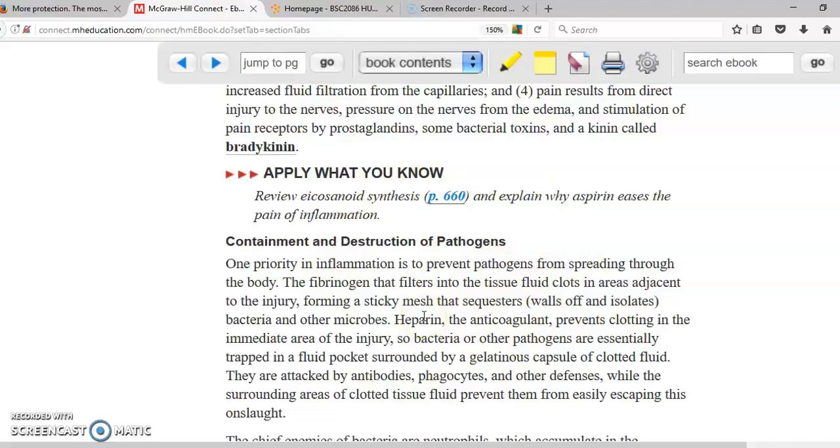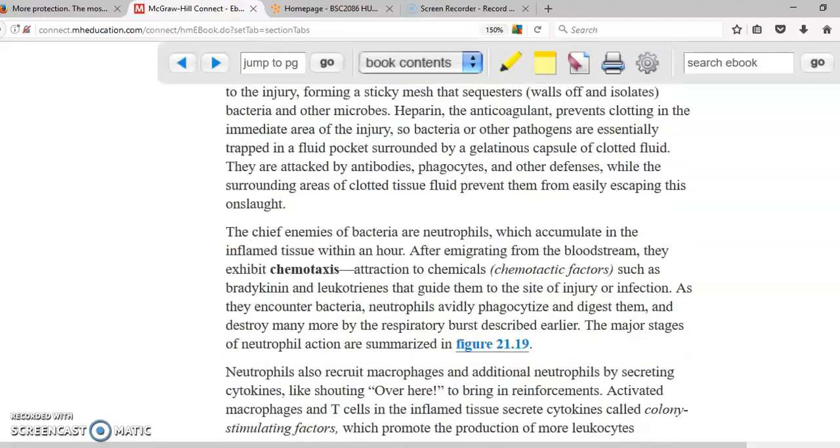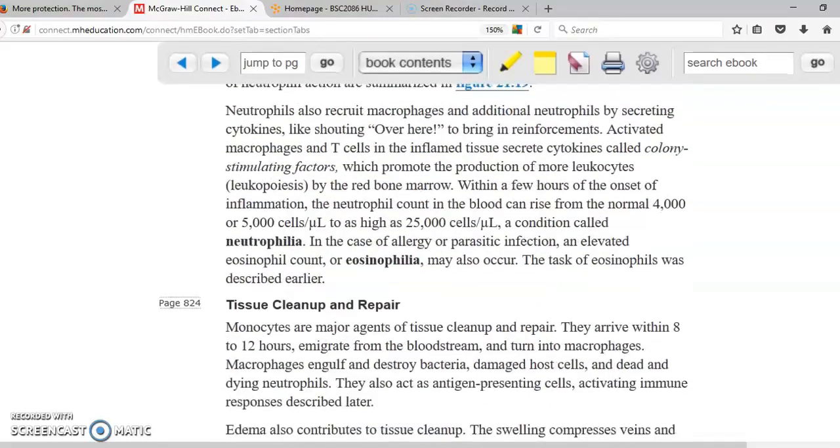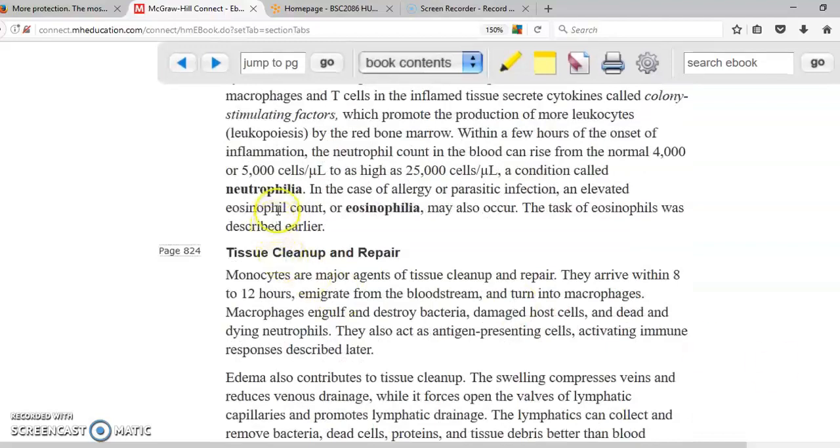And then all the white blood cells that we have are going to go over there, and they're going to start fighting and destroying the microorganisms. The neutrophil is going to phagocytize the microorganisms. When you have an increase of neutrophils, that is going to be called neutrophilia.